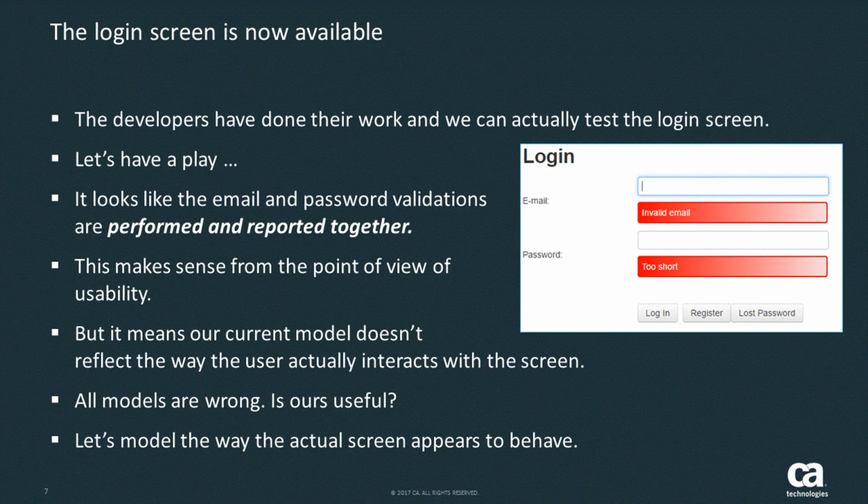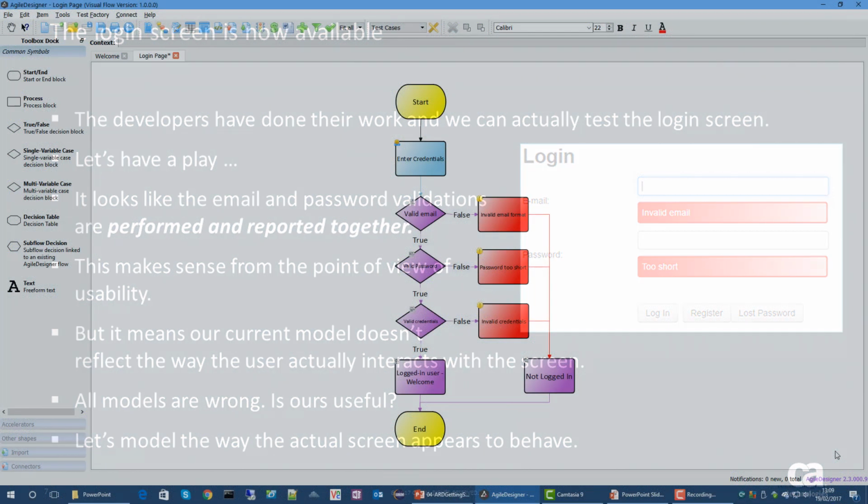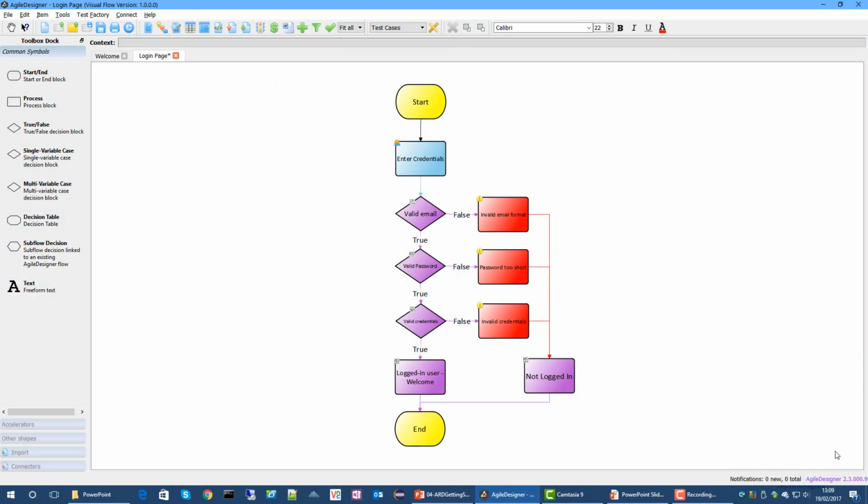What I'm going to do now is go back to our original model and edit it to suit what we've just learned from the as-built version of the login screen. So it's going to be quite easy to actually make these adjustments. So let's work through it. So the first thing is we're going to validate the email address and the password separately.